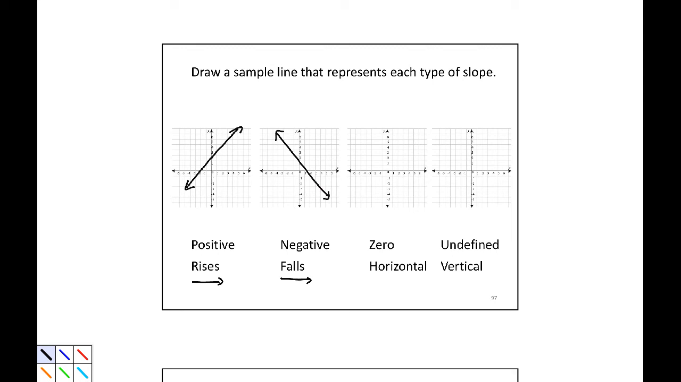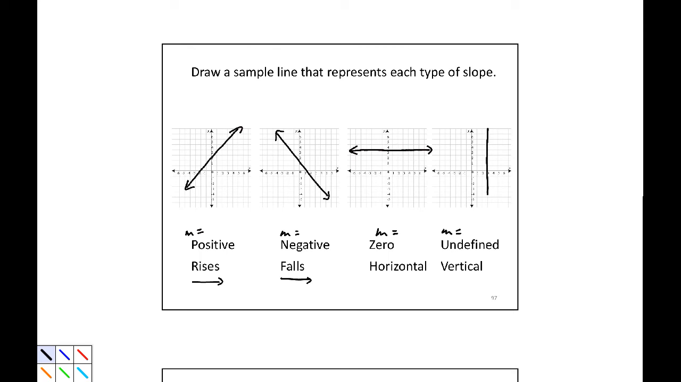A slope of 0, and again, these are all slopes being positive, negative, 0, or undefined. If we have a 0 slope, then our line is horizontal. It is a constant function. And then a vertical line is how we see our undefined slope.